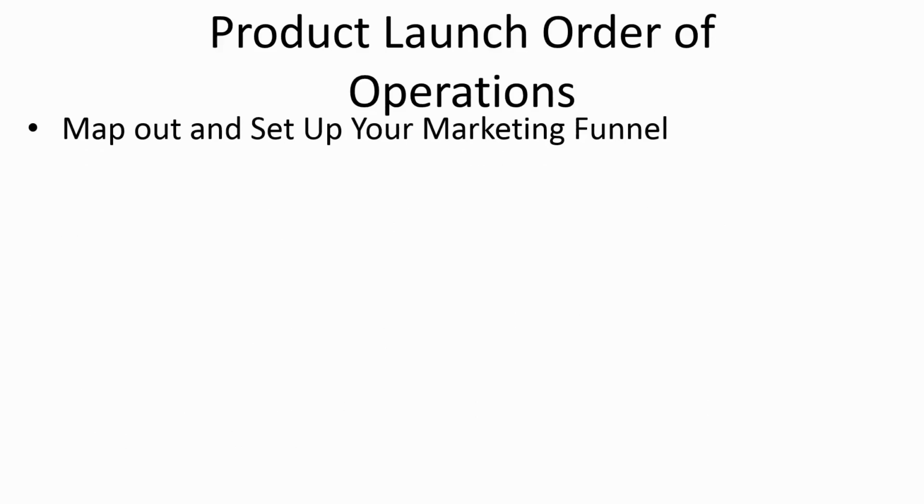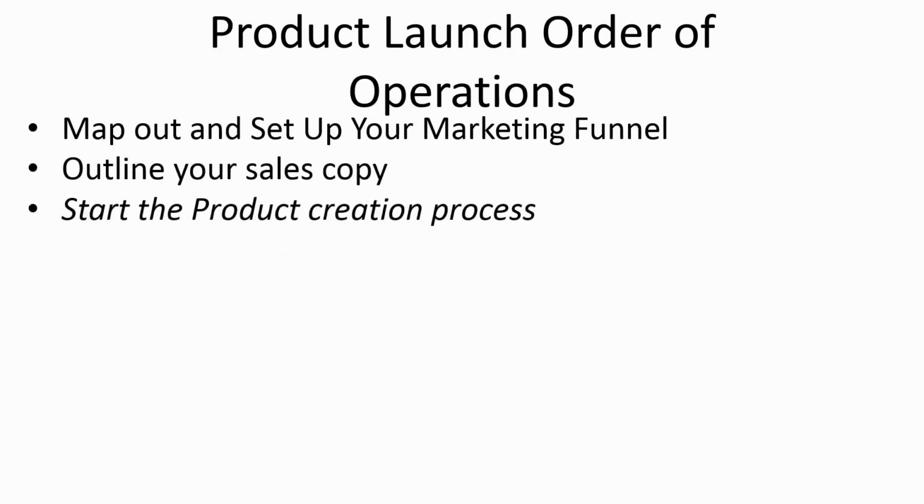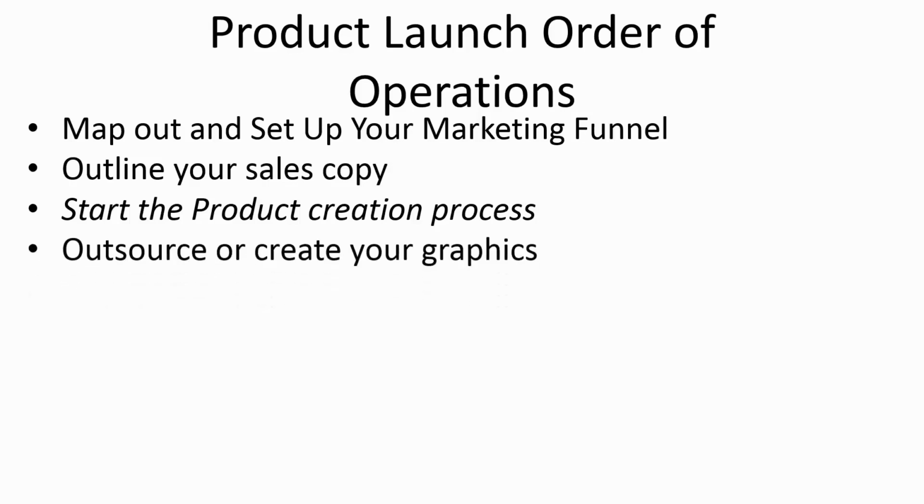All right, let's talk about the order of operations briefly. We've talked about this every week, but let's go over it again. First, map out your funnel, then write your sales copy, then start the product creation process. And once you start the product creation process, you should be doing these things at the same time. You should be getting your graphics outsourced. You should be setting up your sales pages.